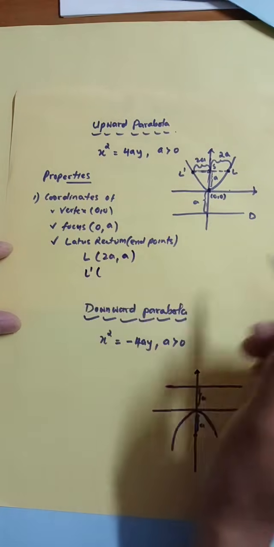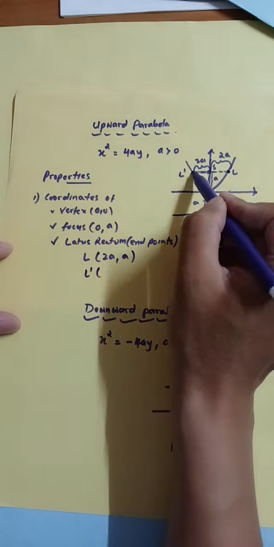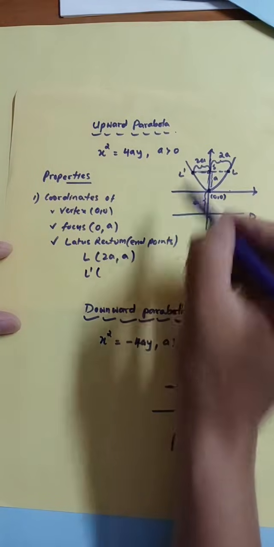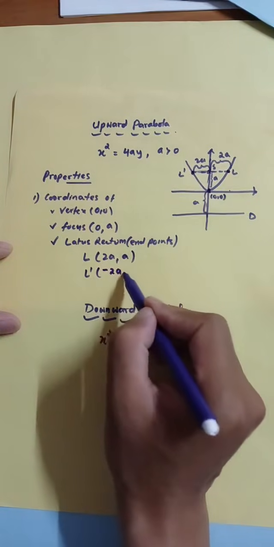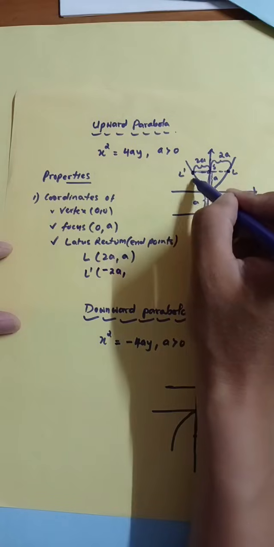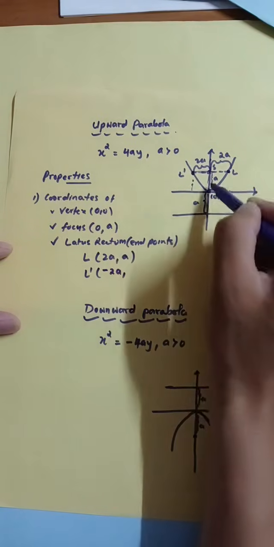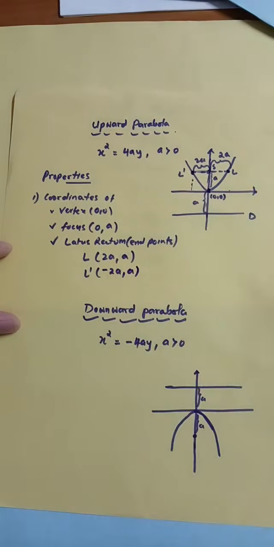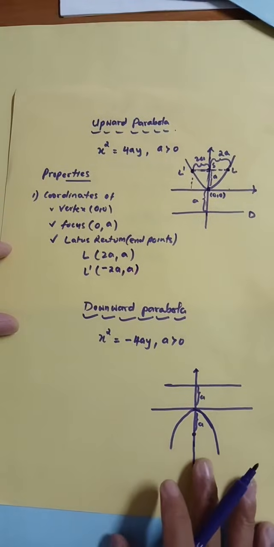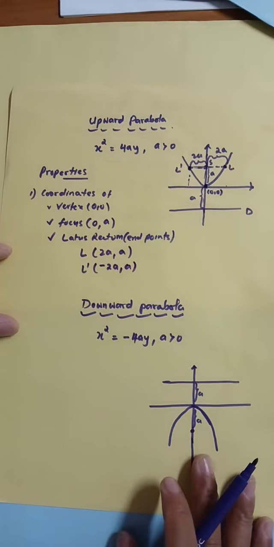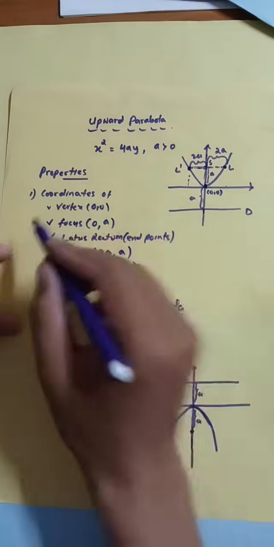L dash, the same distance is covered, so negative 2a on the negative side. The same distance is covered and the y-coordinate is a. Therefore, a is the y-coordinate. So these are the coordinates of your latus rectum. Now we are done with the coordinates.